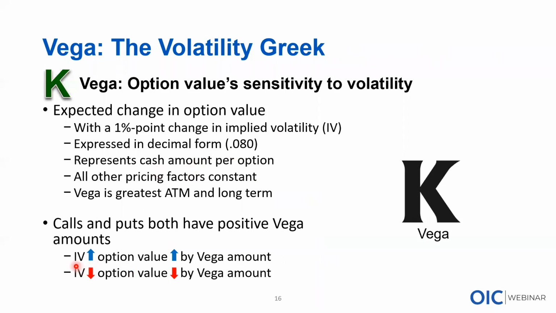And as I really just said before, as implied vol goes up, you would expect option values to increase by the vega amount, and as implied volatility goes down, you would expect the option value to decrease by the vega amount. This is a huge driver of options premium. You have to remember that changes in implied volatility often occur by far more than just this 1%. When you're seeing your vega number, keep that in mind.